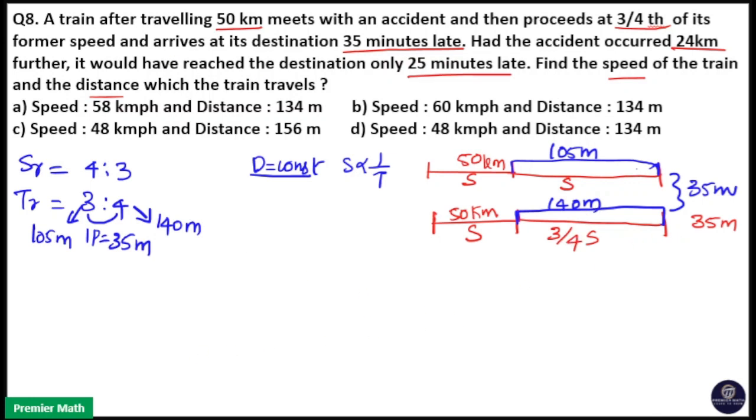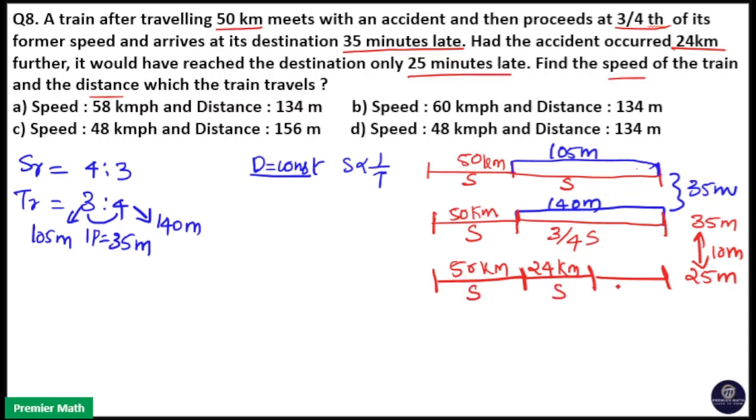There is also another case, that is, had the accident occurred 24 km further. If the accident occurred 24 more kilometers further, this is 50, this is 24, that is after 75 km, if this accident happened, the train would have reached 25 minutes late. That means there is a 10-minute time difference here. So the train would travel 50 km with S, 24 km with S, and the remaining kilometers with 3/4 S.